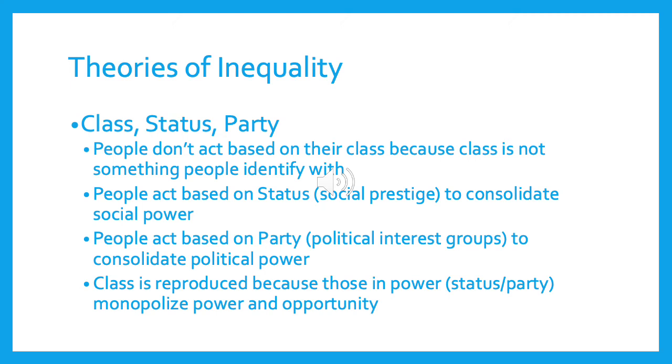So the people who control state power or political power based on party, and who control social power based on status, are going to try to monopolize opportunities for people like them. And while these people are not acting based on their class status, we may have intuited already that people who have a lot of political power and people who have a lot of social prestige also tend to have a lot of money. So for Weber, this is how class is reproduced.